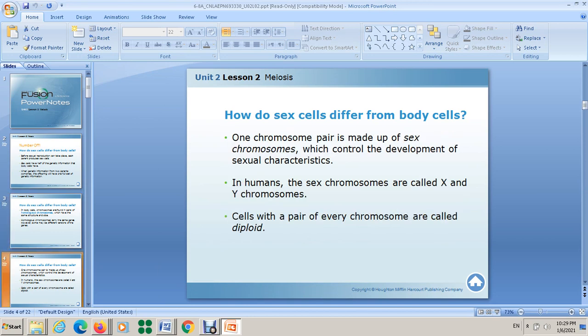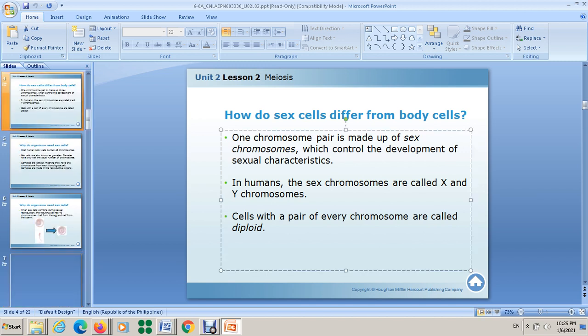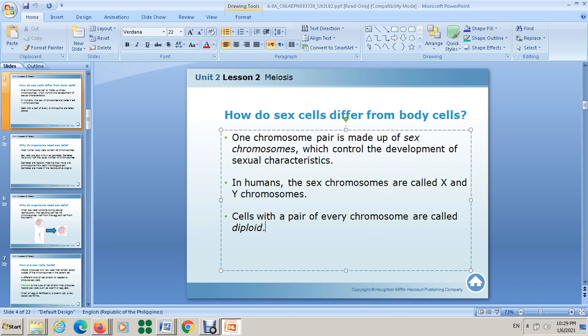So here, let's move to talk about the diploid cells. Cells with a pair of every chromosome are called diploid. Here, the body cells are diploid cells. What about sex cells? For the sex cells, they are called haploid, not diploid. This one here is called diploid because the chromosomes are in pairs.